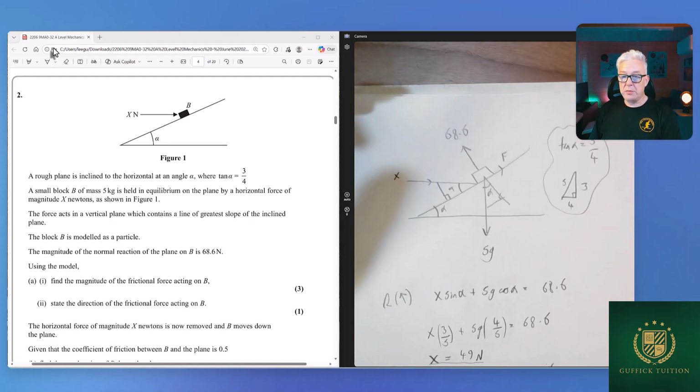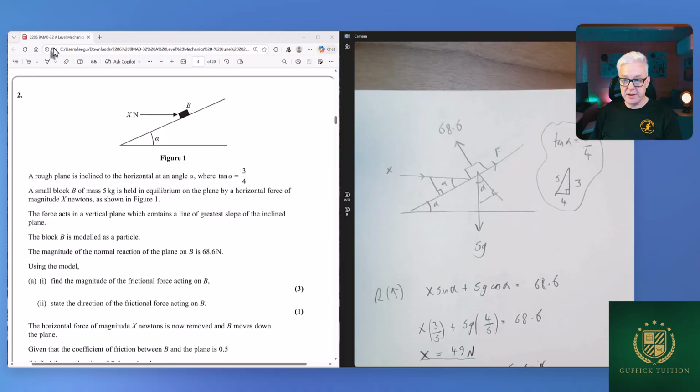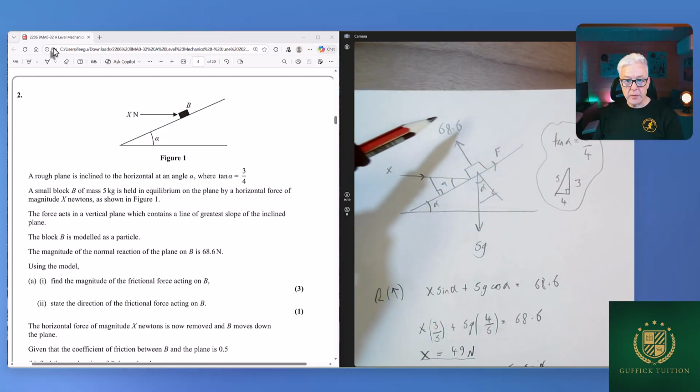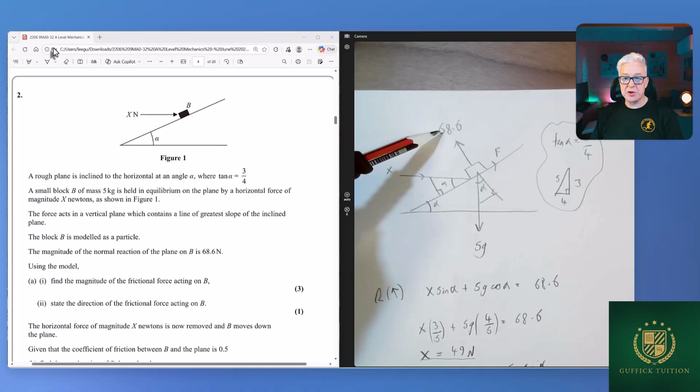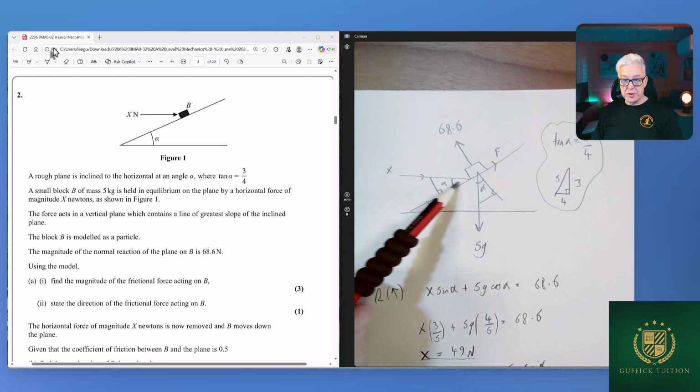So first of all, most important thing, let's get our sketch. Always the most important thing in mechanics. So here's our plane, there's our block. Now they tell us in this particular question that the reaction force is 68.6 newtons. So we can put that in there. We have our horizontal force, x.